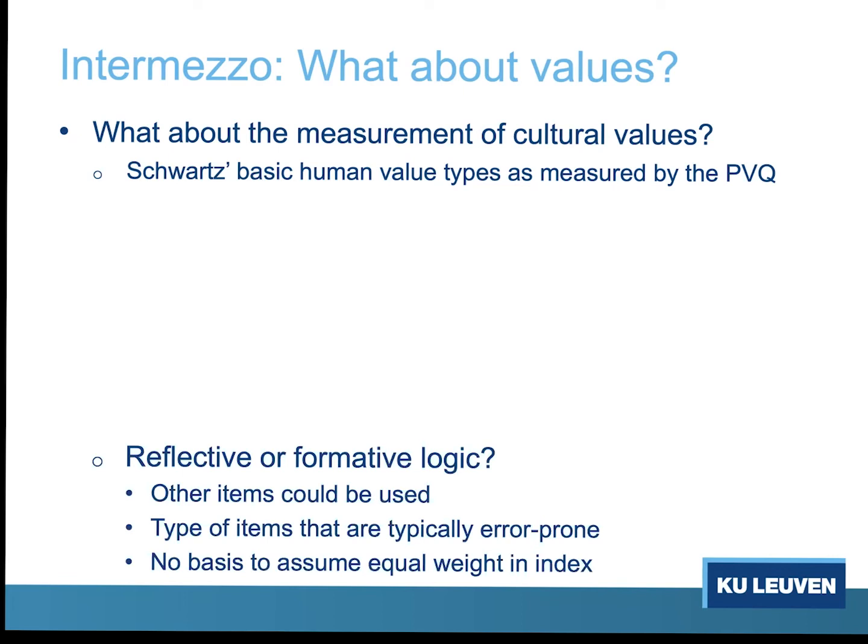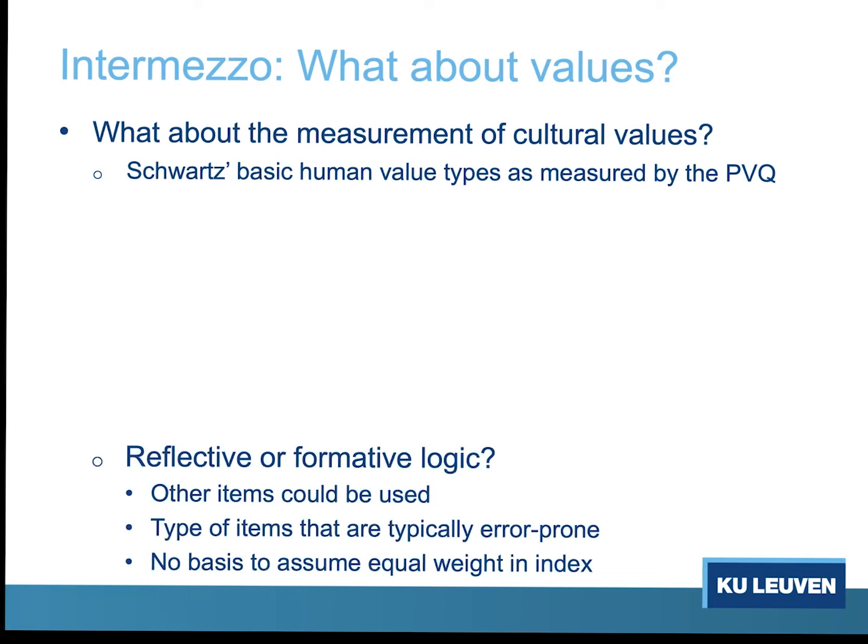Why? Well, the portraits are interchangeable, right? We could have constructed other portraits that would have been as good, right? And all these portraits are typically error prone, right? And if we put them together, and if they really measure the same value type, they should intercorrelate strongly.